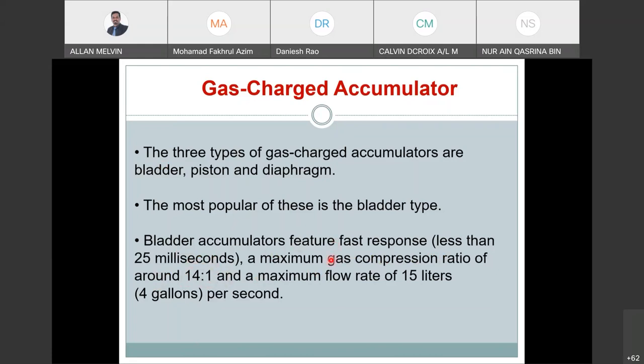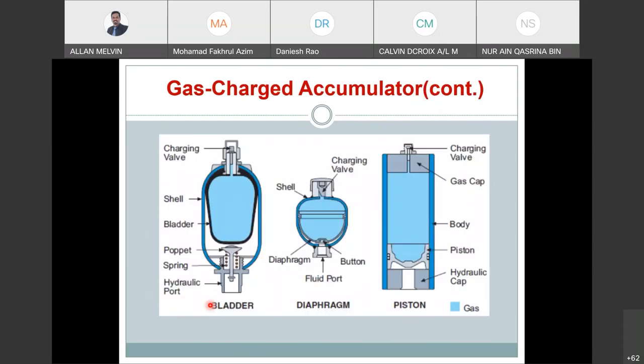This is a popular type because of its fast response, because it can supply within 25 milliseconds. A millisecond is less than one second. So if there's a shortage, it will immediately send supply, whereas another accumulator may take a few seconds. And for the gas compression, it can compress 14 times at one go, and it can supply up to 15 liters per second, which is very, very good. So you can see here all three types. The blue color is your gas.